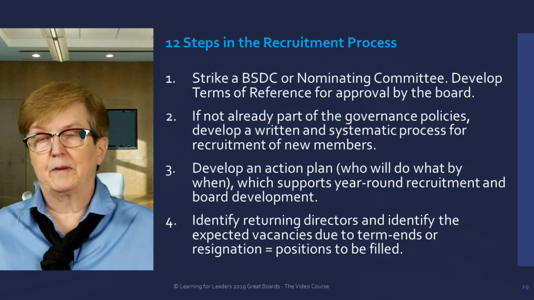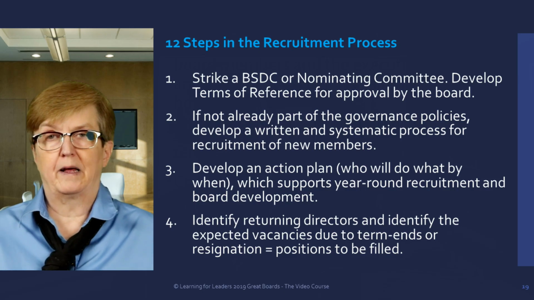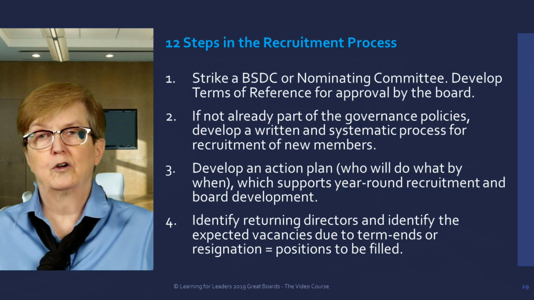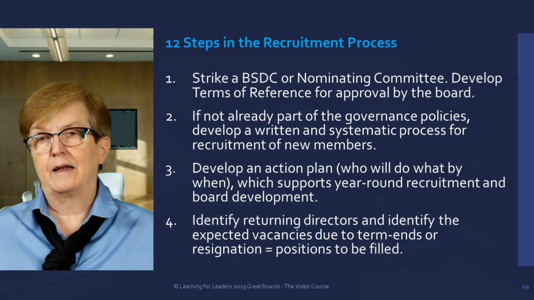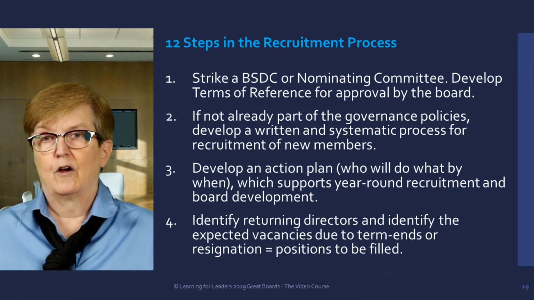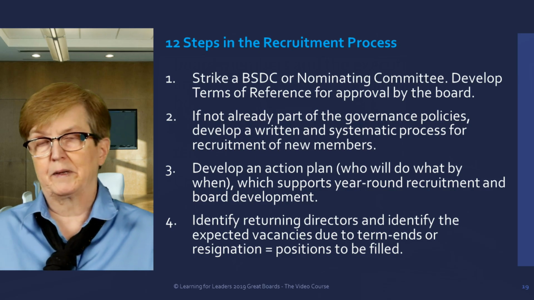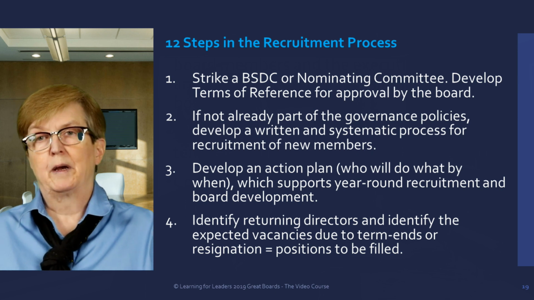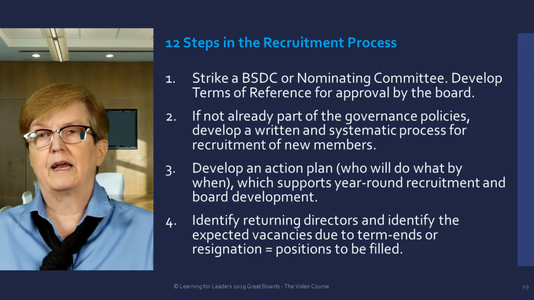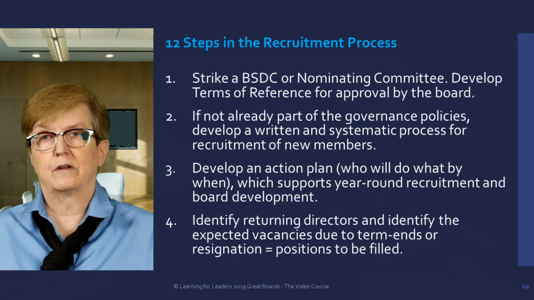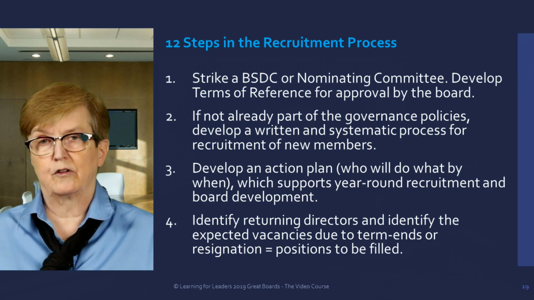So the third step is develop an action plan. An action plan is just kind of funny, jargony words for who will do what by when. And what we really want is that committee to create a step-by-step plan for the next year of recruitment activities. The time leading up to the annual meeting is usually a busier time. What we should be doing is creating a year-round plan that allows us to be always on the lookout for good potential new board members to bring on to our board.